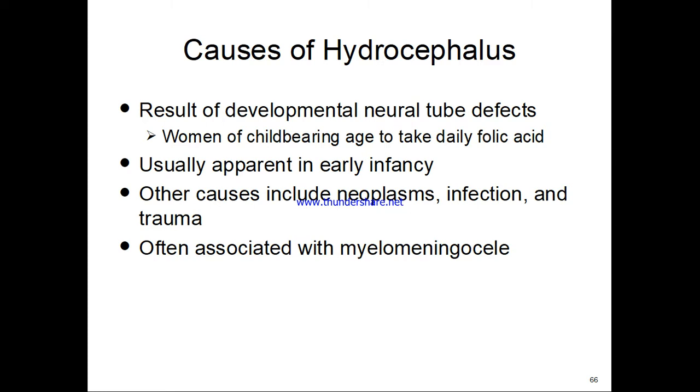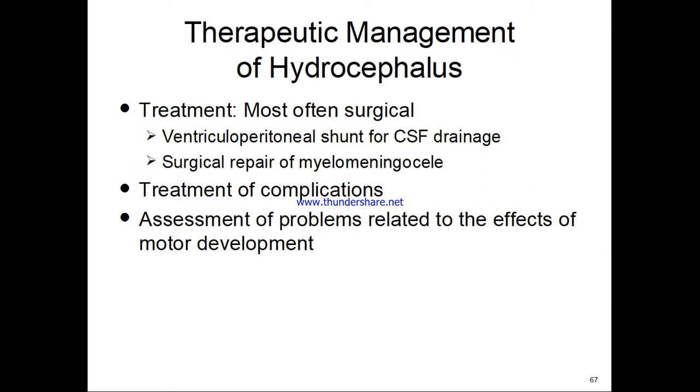Most hydrocephalus are the result of neural tube defects. So again, the importance of women of childbearing age to take folic acid daily to prevent neural tube defects. Hydrocephalus is usually apparent in early infancy, especially, the skull is quite mobile then, and so it's going to appear quite enlarged. Other causes that could happen later: cancer, infections, trauma. The presence of hydrocephalus is often associated with a myelomeningocele or spina bifida sac.